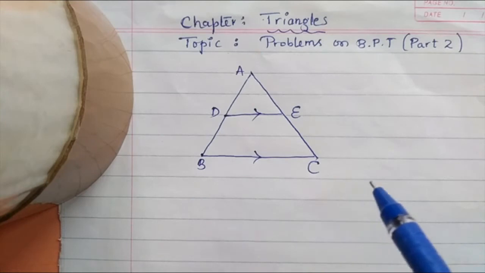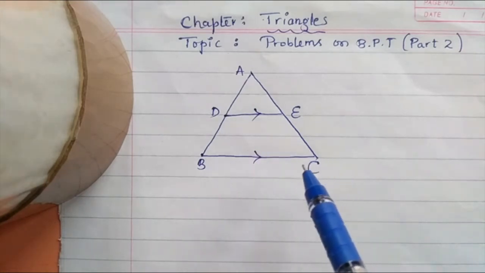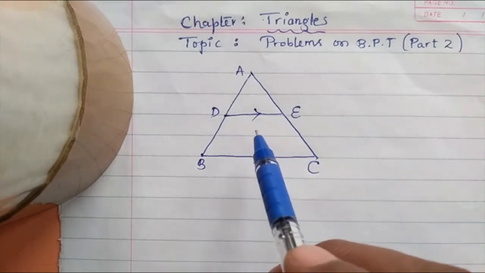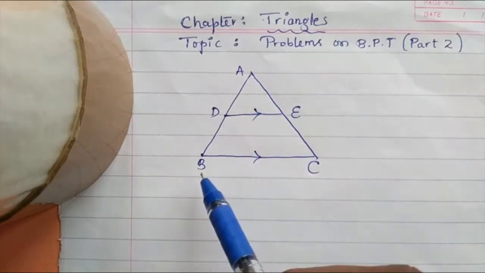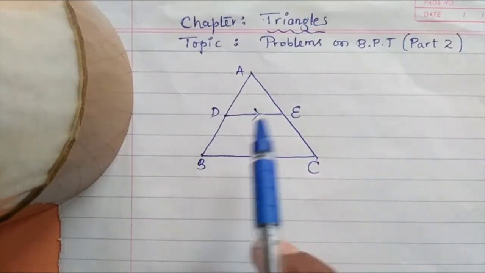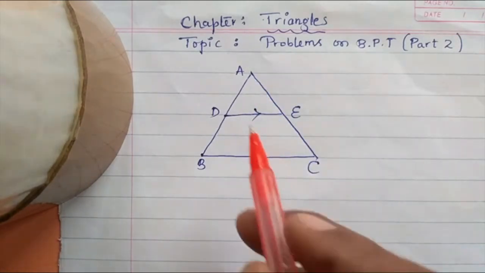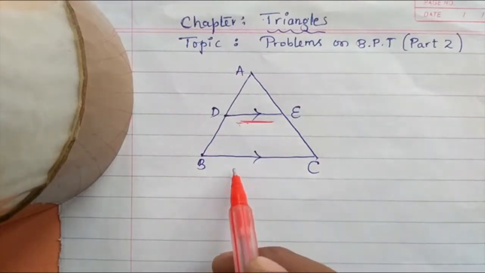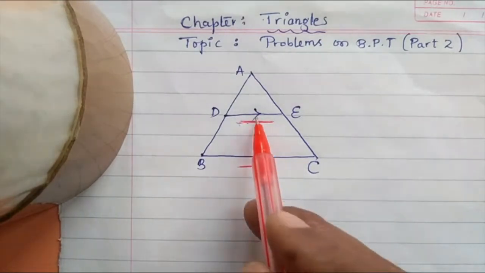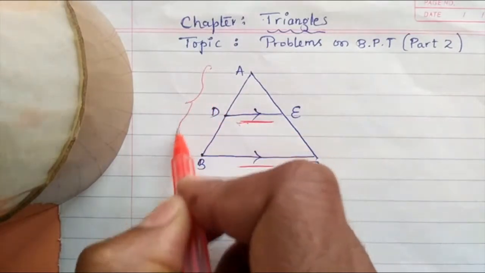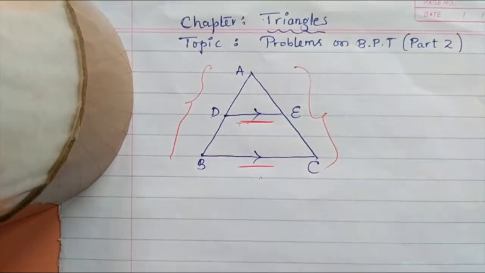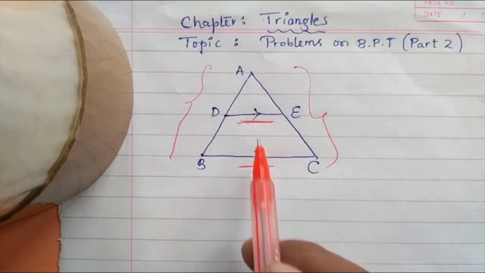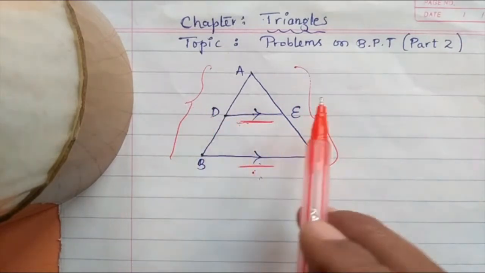Before that, let us have a glance at the BPT results for this kind of triangle which is drawn on paper. ABC is a triangle in which DE is parallel to BC. Look, these two are parallel lines. When these two are parallel lines, these two sides are divided.